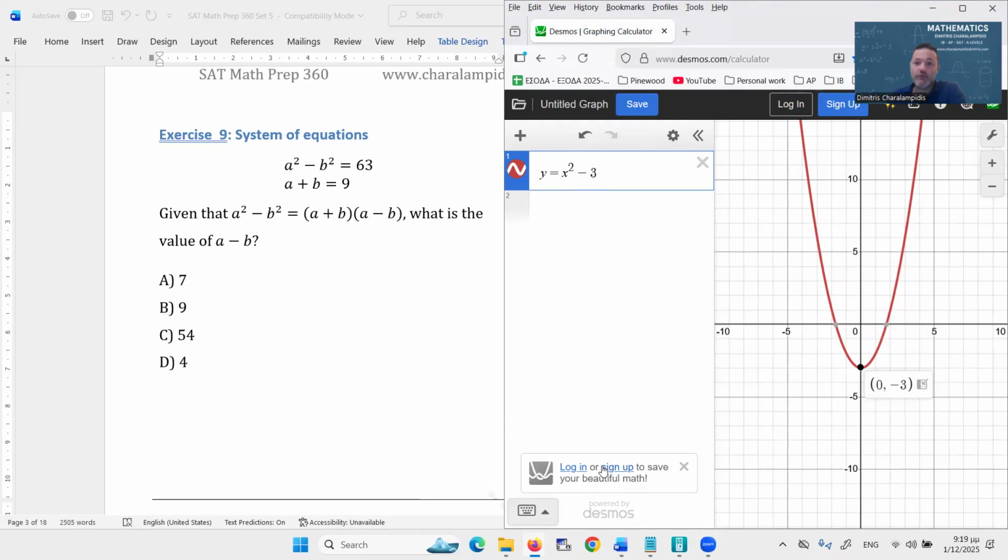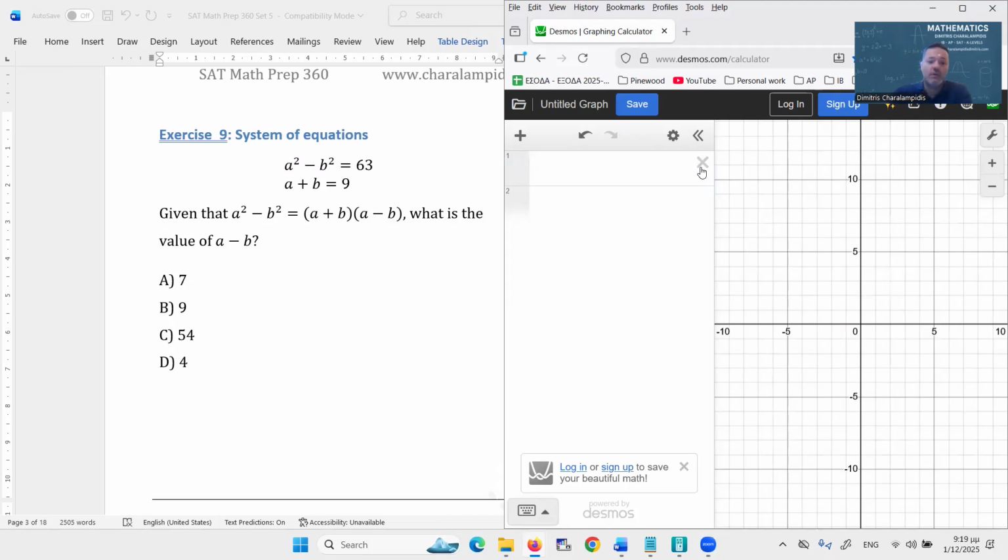First of all, since I'm looking at a system of equations, I want you to remember that the easiest, the safest way for you to solve any type of system is through Desmos. So let's do that through Desmos at first. Remember that Desmos only accepts x and y as its variables. x squared minus y squared is 63. And at the same time, x plus y is 9.